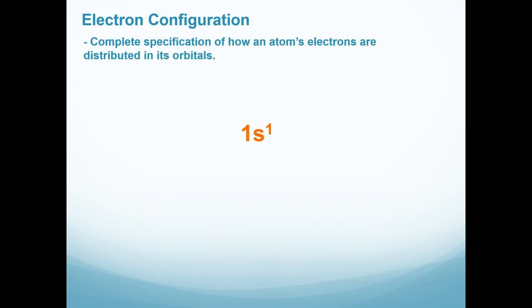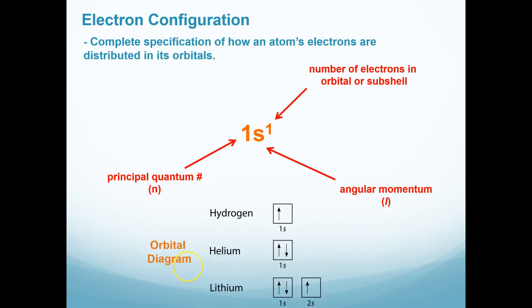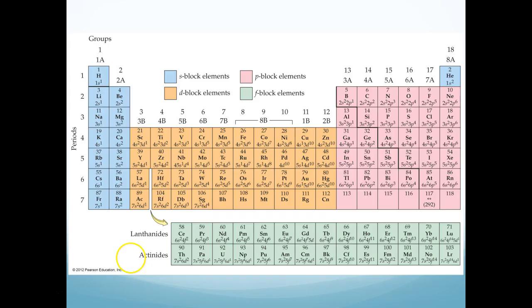Okay. So we have the complete electron configuration, where we have the principal quantum number, we have the angular momentum or type of orbital, and then we have the number of electrons in that orbital, or what we call a subshell. So here are some examples for hydrogen, helium, and lithium if we want to draw an orbital diagram.